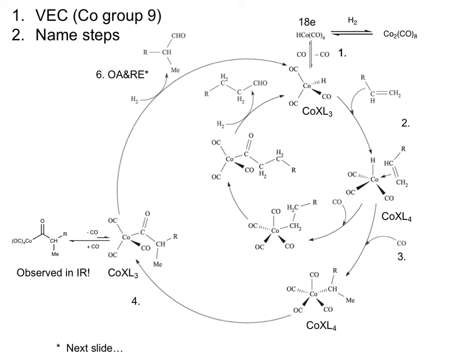Cobalt is in group 9, so 9 plus 1 is 10, plus 4 times 2 is 8, so that's an 18 electron compound. So the first thing we want to do is be able to identify, using CBC notation, our different species on here. So I've given you this cycle, so the first thing you should do is label all the compounds, then determine their electron counts, and then we will name the different catalytic steps.